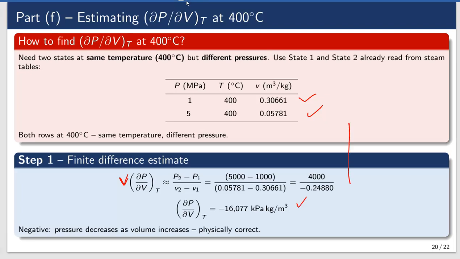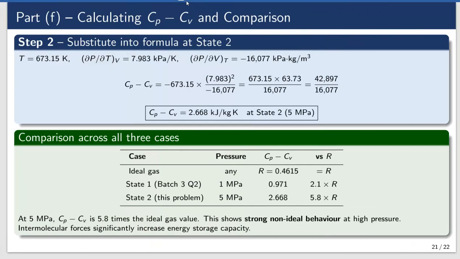I am not going through all this, otherwise it will be very monotonous, so you can do the calculation and get the number. As pressure decreases, volume increases, so this is physically correct. After getting all this, if I plug it in, we get Cp minus Cv as 2.668 kilojoule per kg Kelvin. In the ideal case, at any pressure, R is 0.4615.